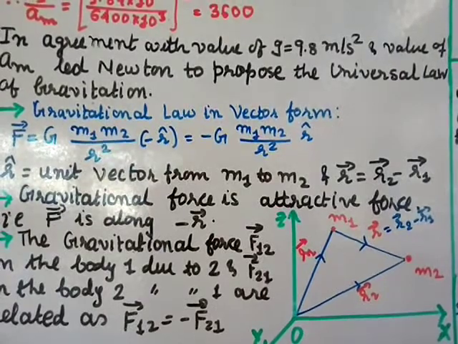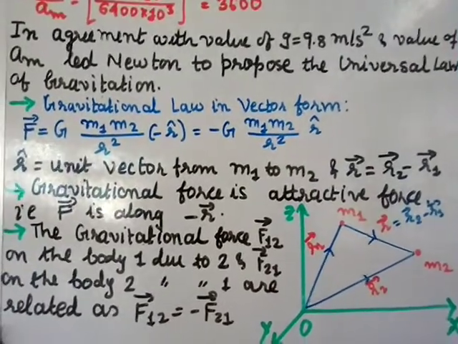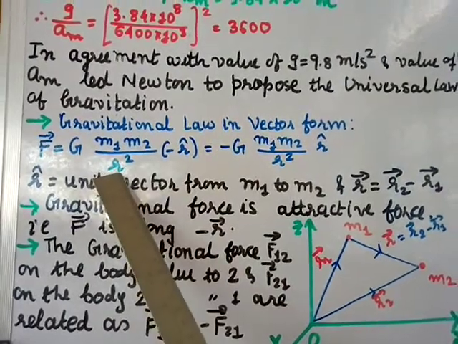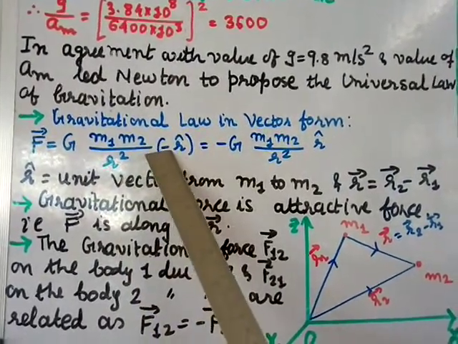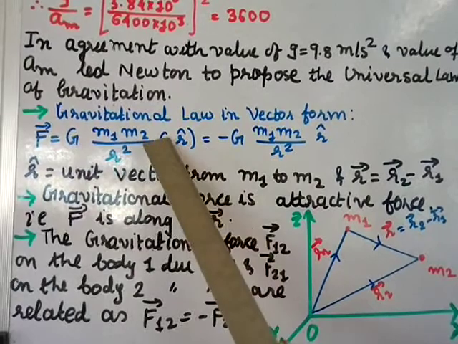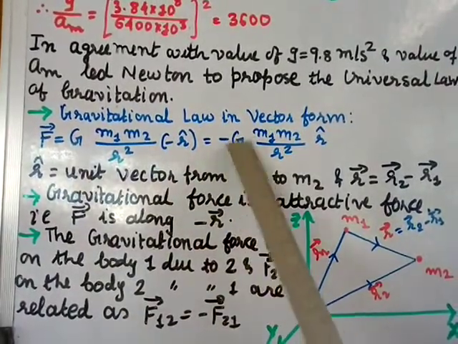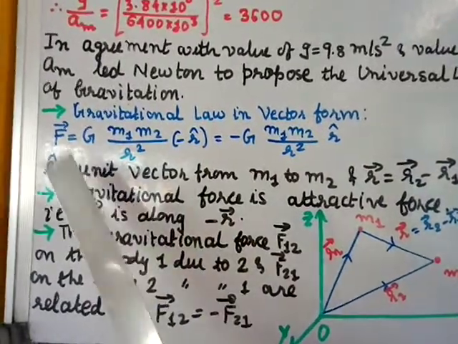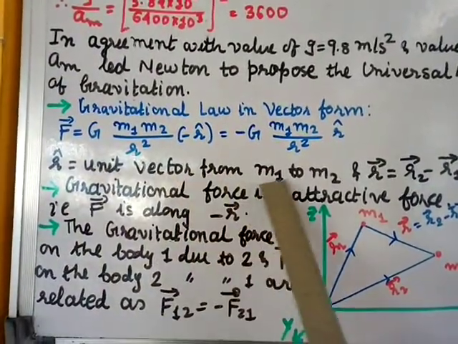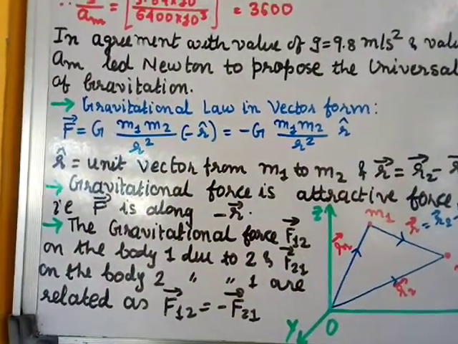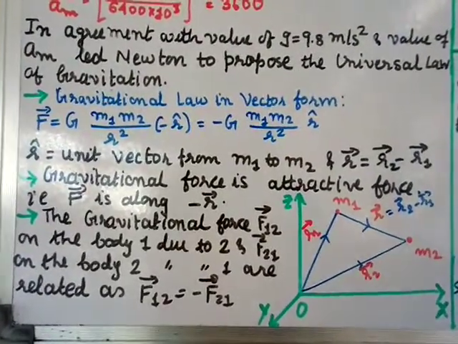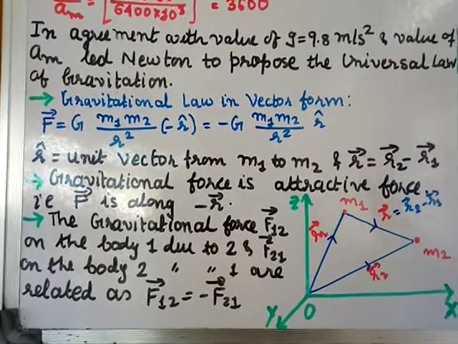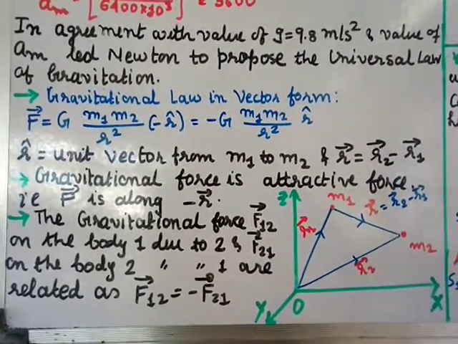Now we shall write the gravitational law in vector form. So vector F equal to G m1 m2 divided by r square and minus r cap, and this minus you can bring here, so minus G m1 m2 by r square r cap. Why r cap? This is a unit vector. Okay, r cap is a unit vector from m1 to m2. It is connecting m1 and m2, the two masses, right? So it is towards the between the masses. That means it is a unit vector, you can say, between the distances.